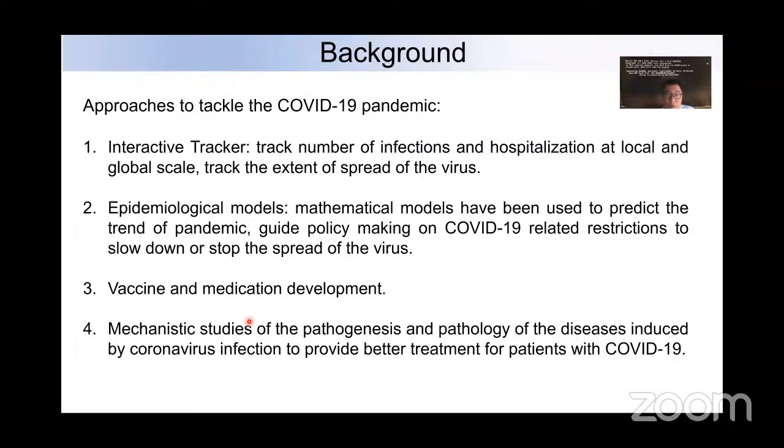Later on, big pharmaceutical companies like Pfizer, J&J, and Moderna developed vaccines and medications to prevent people from getting severely sick. And there are also biomedical researchers, including myself, performing mechanistic studies to understand the pathogenesis and pathology of the disease induced by the COVID virus. We hope that we can provide some insight to create better treatment for patients with COVID-19.